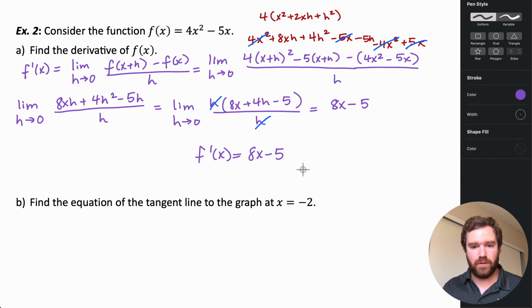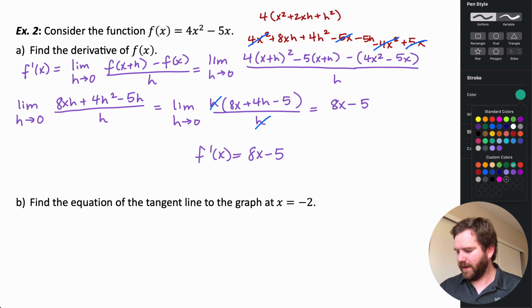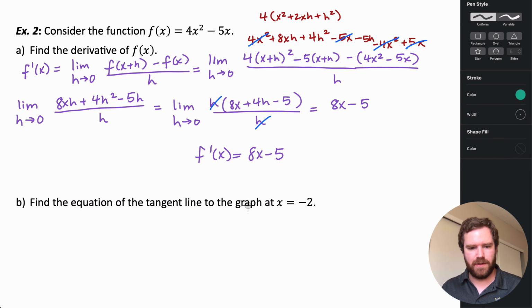So basically this equation is a general equation for the slope of our tangent line at any point x. So if we know a value of x that we want to calculate the slope of our tangent line, we can just plug in that value of x and it will give us the slope of our tangent line at that point, which is pretty nice. And actually is something that we need for part B.